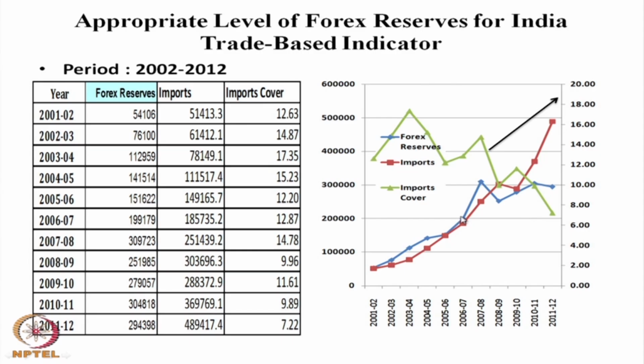If you see the graph, the import cover is declining over the years, and at present you have only 7 months of import cover. With 300 billion dollars, we can cover only 7 months of import. If there is no further earning, this is an alarming situation. This situation is not good. Either you have to increase our exports so as to pay for our imports.